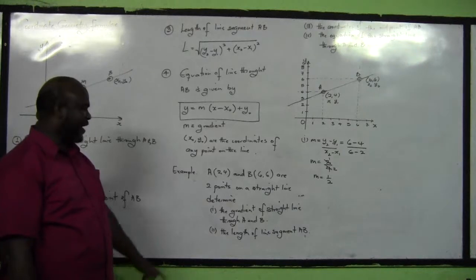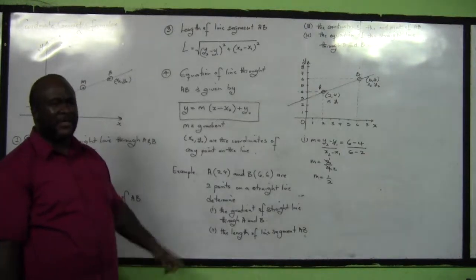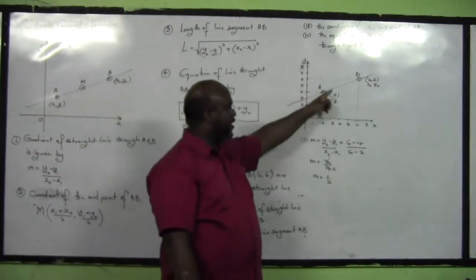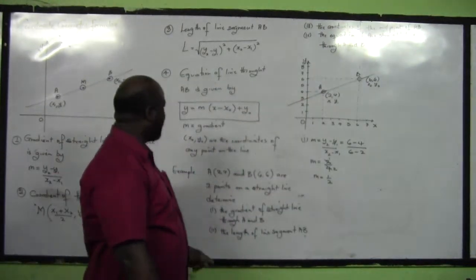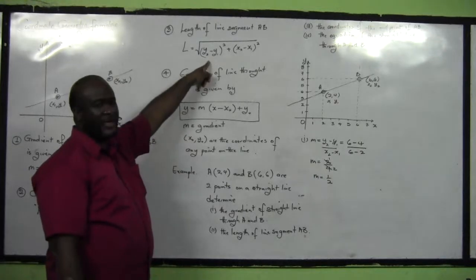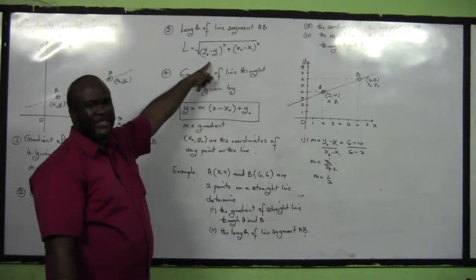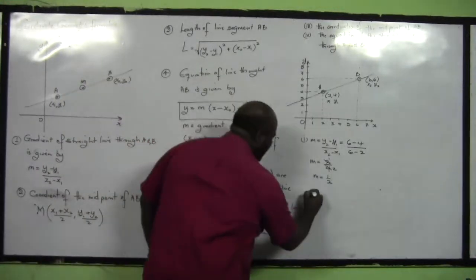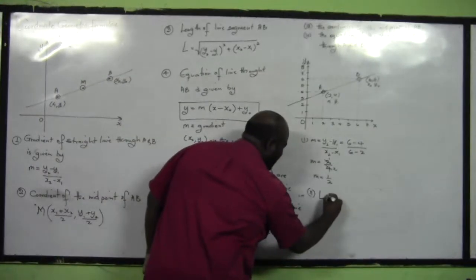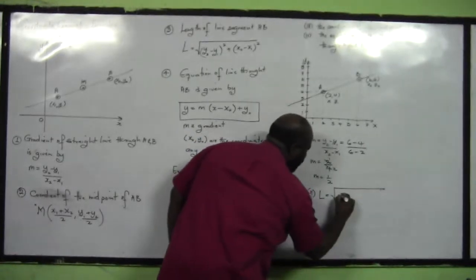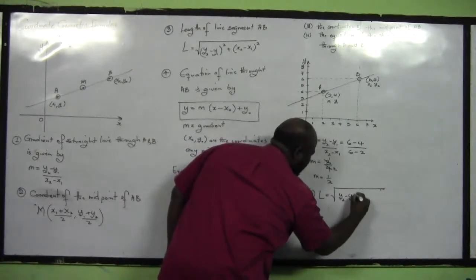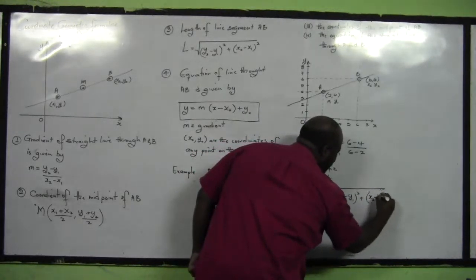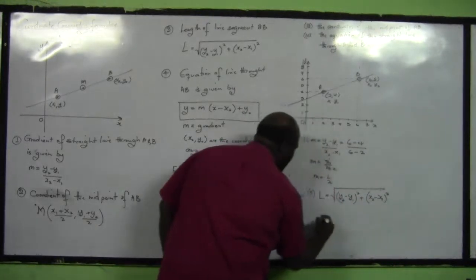Now, part ii is asking for the length of the line segment AB, the length of the line from A to B. Actually, this formula here is Pythagoras' theorem. I won't get into that now, but it is Pythagoras' theorem. So L is the square root of (y2 minus y1) squared plus (x2 minus x1) squared.